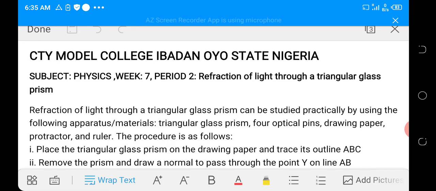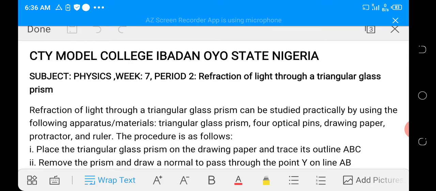And in this second period for this week, we want to look at refraction of light through a triangular glass prism. We defined refraction in the last class as the change in the direction of light as the light travels from one medium to another due to the change in speed. So refraction also takes place through a triangular glass prism.